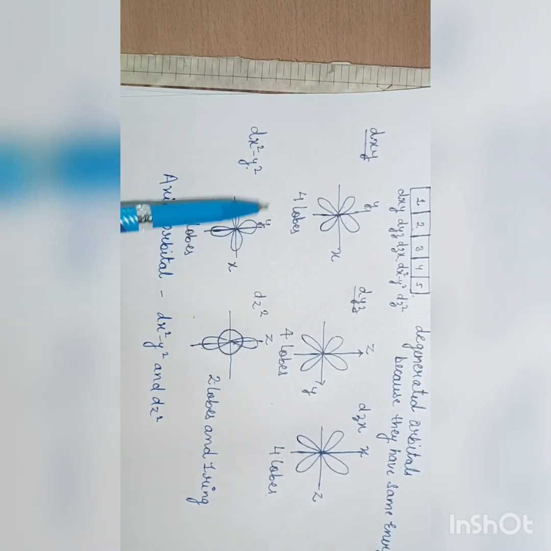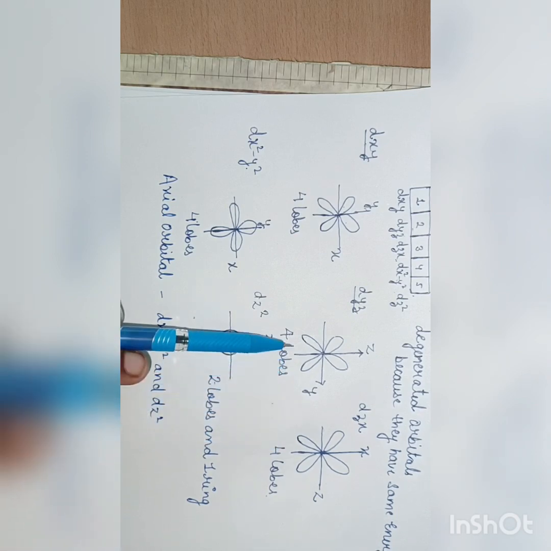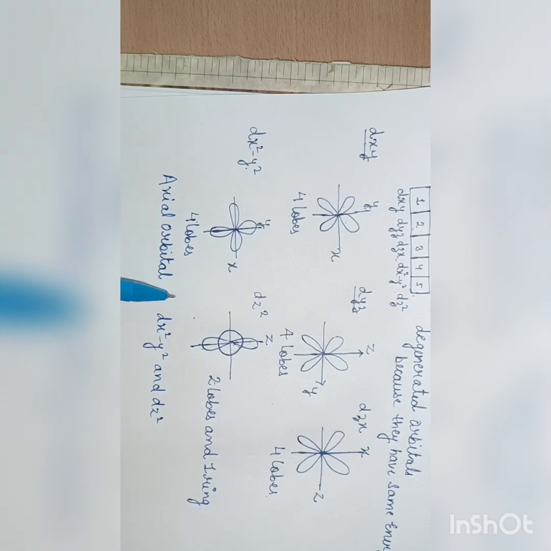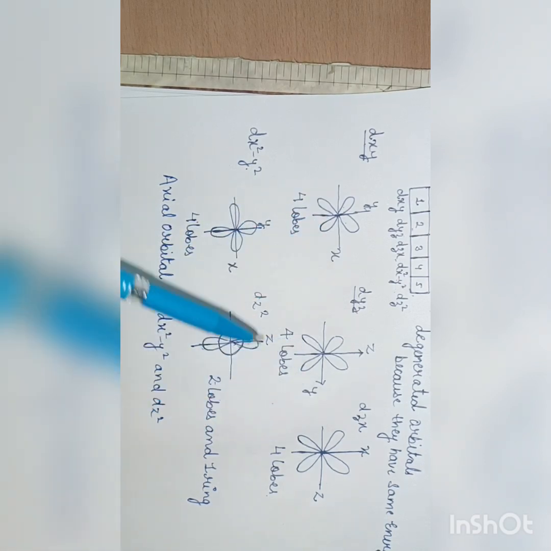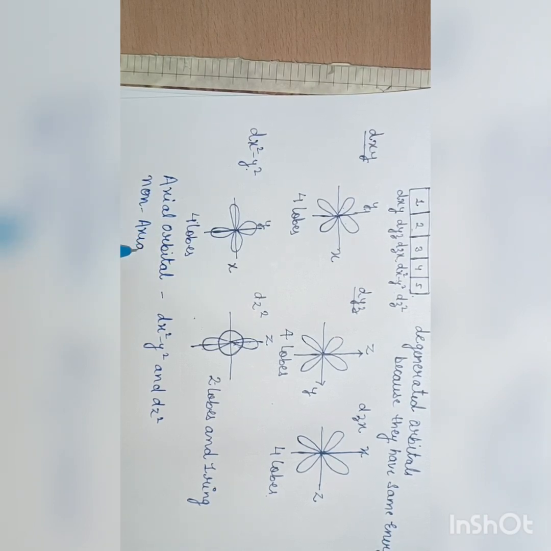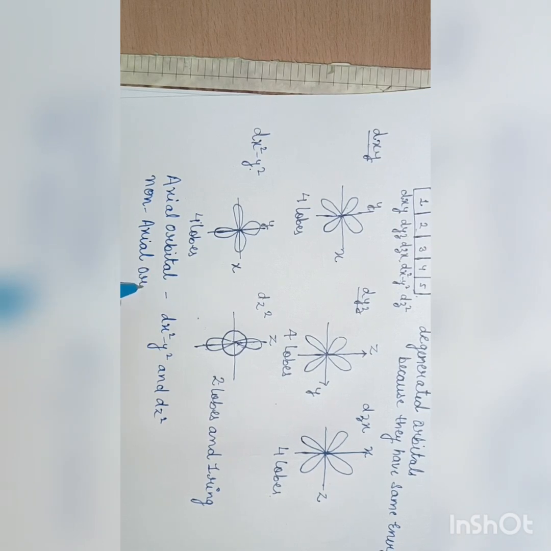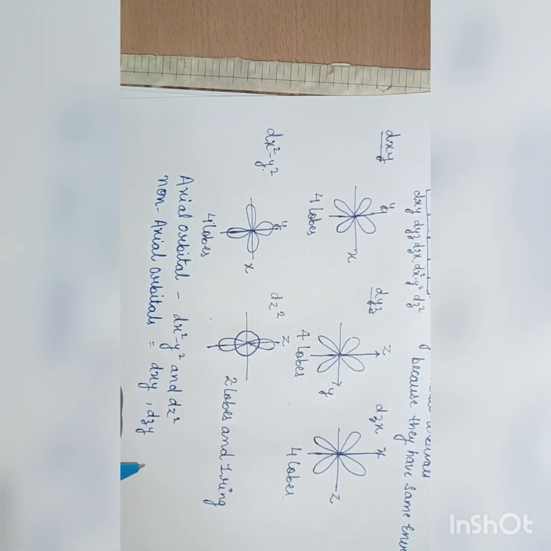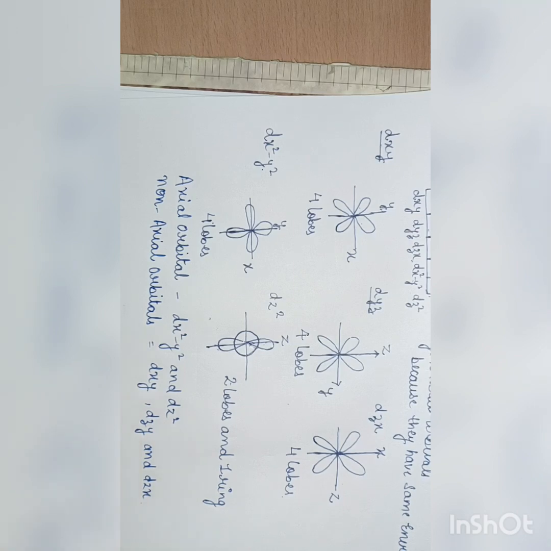And now we see these orbitals are present in between the axes. So in terms of axial and non-axial, these are non-axial orbitals. These are dxy, dyz and dzx. So these are non-axial orbitals.